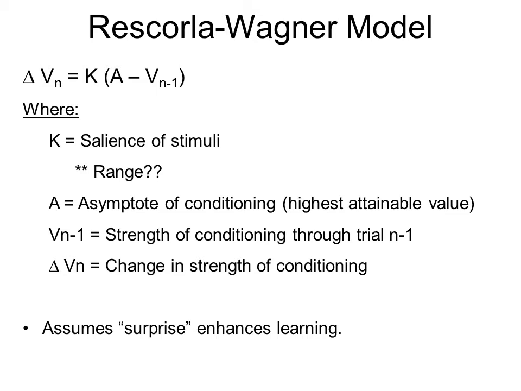And I will expect students to understand and be able to describe what each of these mean. Know what salience is. Don't just say that K refers to the salience. What does salience mean? Don't just say that A is the asymptote. What does asymptote or asymptotic levels mean? And so forth. So I will expect students to understand each of these elements within the Rescorla-Wagner model.